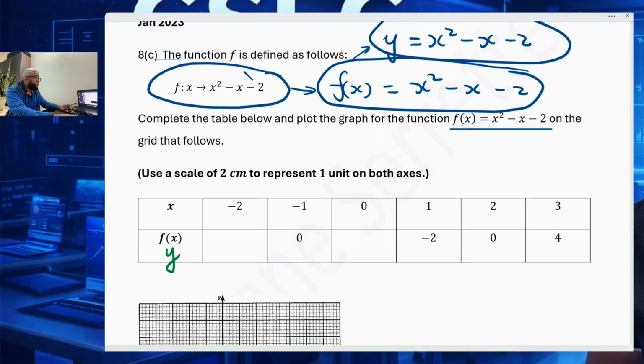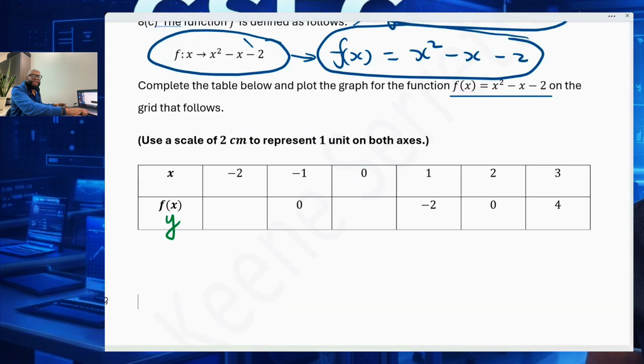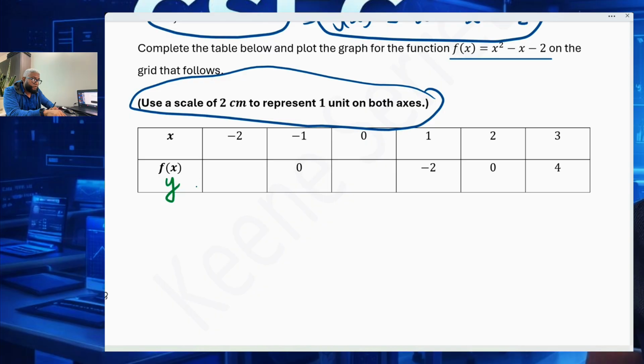So we have only 2 missing values. Let's just highlight something again. What are my x values? My x values are called my domain. My y values or my f of x values are called my range. Domain x values, range y values. Look, they give you a scale up here. I don't know why they hide it. So don't forget our scale. Let me find these two unknowns now.